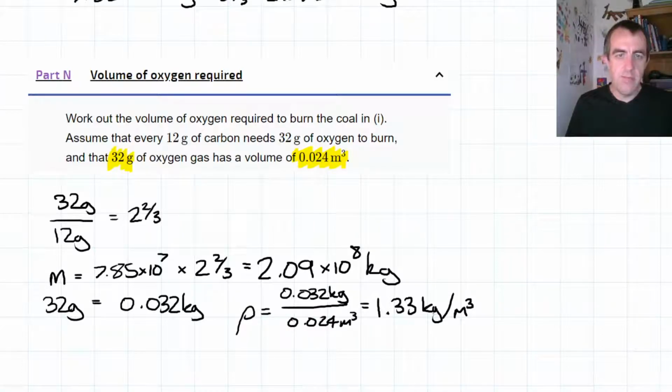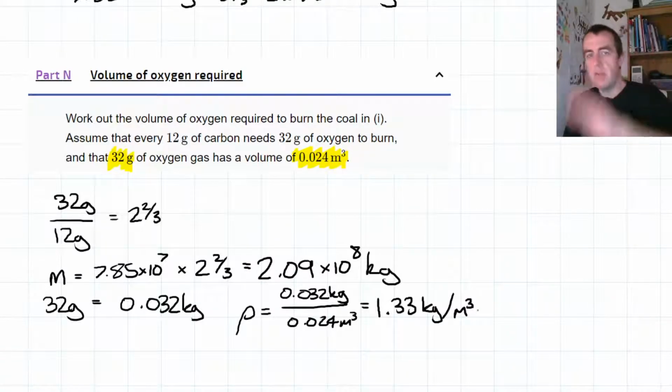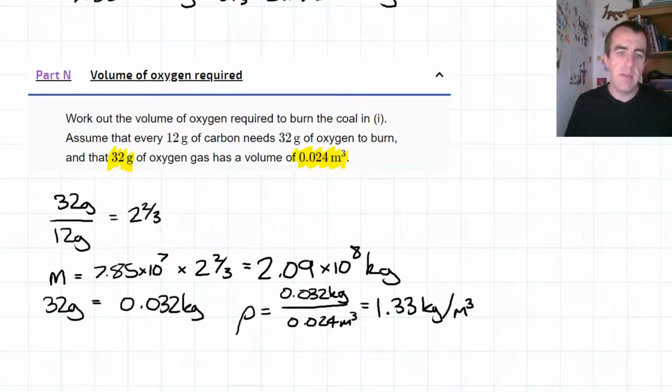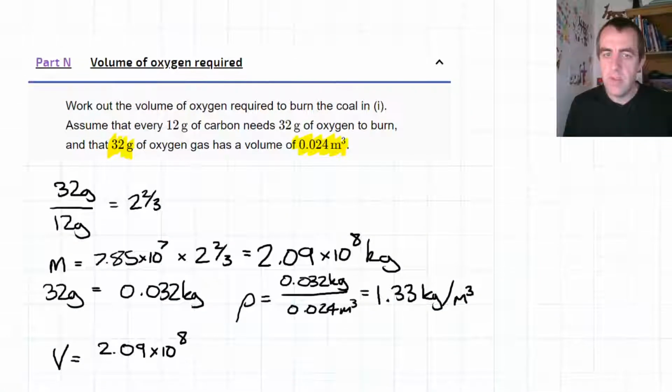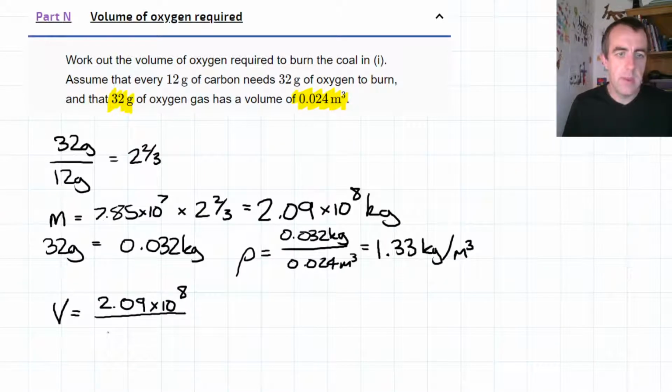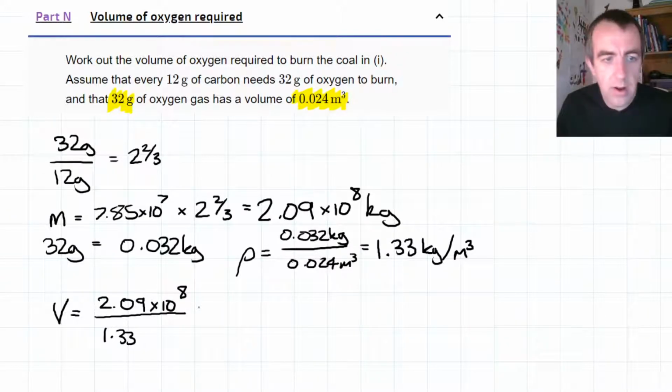And it says work out the volume of oxygen required. So we need the volume. So how do I get meters cubed, which is the unit for volume, which right now is on the bottom of the fraction? How do I get that on the top? I have to divide by the density. So I can say that the volume of oxygen I need is going to be the mass, 2.09 times 10 to the 8, divided by the density, which is 1.33 times 10 to the 0. So, the reciprocal of that times 2.09 E8.